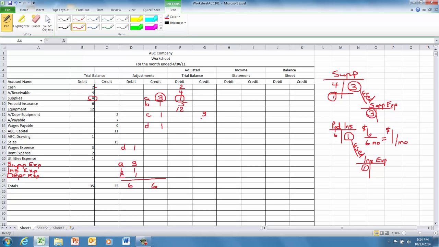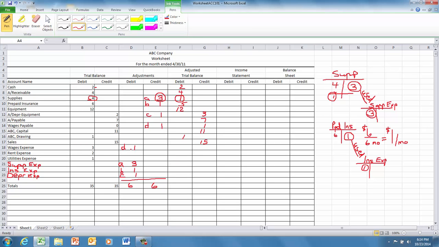Accounts payable is a 7 credit, no changes. Wages payable is a 0 credit and a 1 credit. So 0 and 1 is 1. Capital is 11, no changes. Drawing is 1 debit, no changes. Sales is 15 credit, no changes.